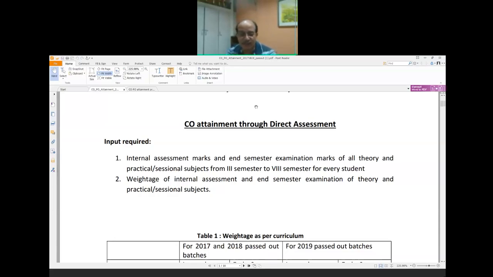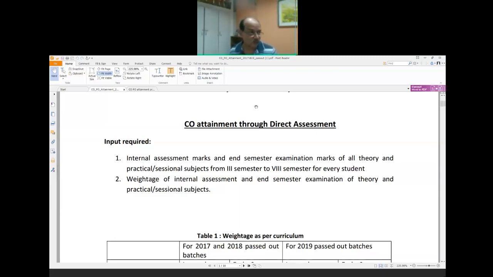Maybe this is one example which we have taken from an affiliating institute. It is an engineering institute. I don't know the background of all of you, but I suppose most of you might be from some affiliating institute, where you have your affiliation with the university. So I thought I'll discuss with you how exactly we go for CO attainment through direct assessment. The input required is your internal assessment marks and the end semester examination marks, maybe for all theory and all practical sessions, considering some of the courses, maybe sixth semester, third semester, eighth semester, for every student.